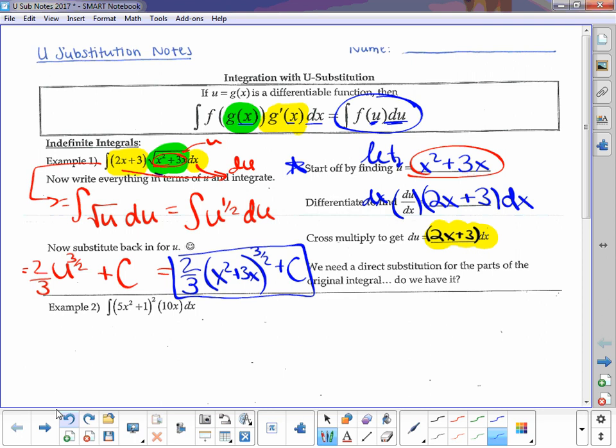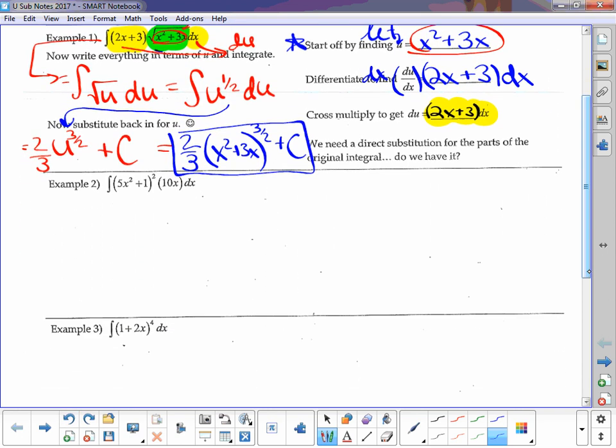Yes? So how did you go from the integral of u to the 1/2 down to the 2/3? I just did normal integration. So my inside derivative, add 1 to the exponent, divide by your new exponent. Okay. Plus c. So we're now just doing normal integrations, just instead of my variable being x, my variable is u. Instead of my variable being y, my variable is u. Okay. Other questions? Good? Okay.